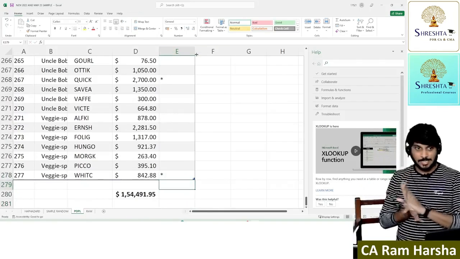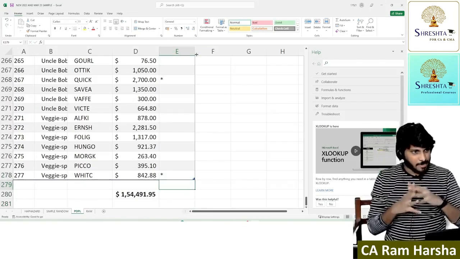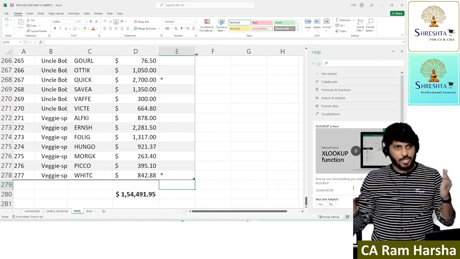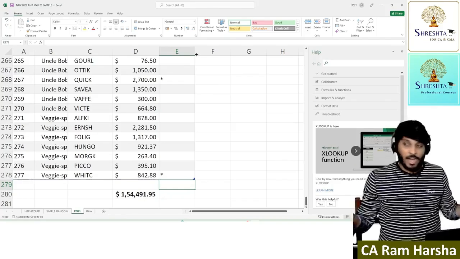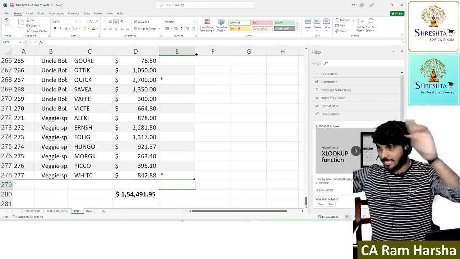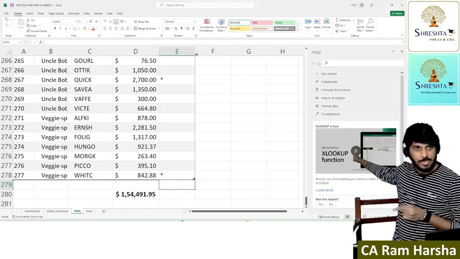This is haphazard selection. Haphazard means what? I don't follow any technique. In haphazard selection, the auditor will not follow any structured technique. On the other hand, he will avoid personal bias. Have you seen this sentence? Is there any personal bias I used here?